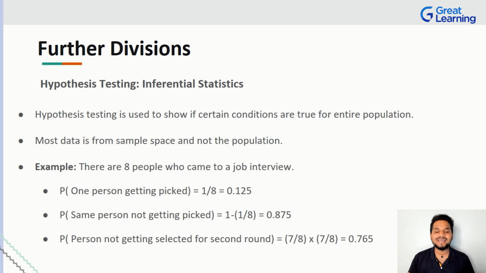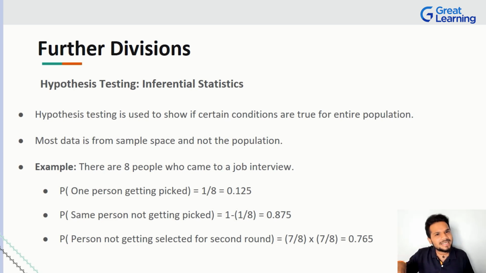Correct? Now, if I say, hey, what is the probability that that person who we thought was picked was not picked? What is the probability of the same person not getting picked? So we know probability exists between 0 and 1. So all we have to do is say 1 minus the probability of that person getting picked will give us the probability of that person not getting picked, right? So the probability of the person not getting picked is 0.875. So there's a very high chance that the person is not getting picked.